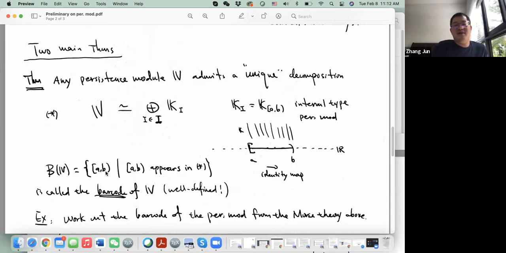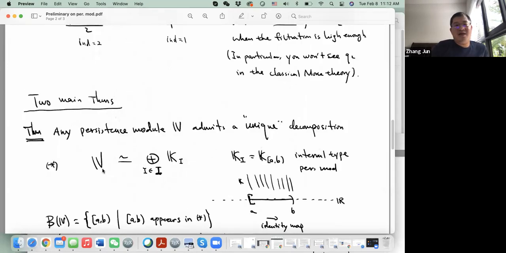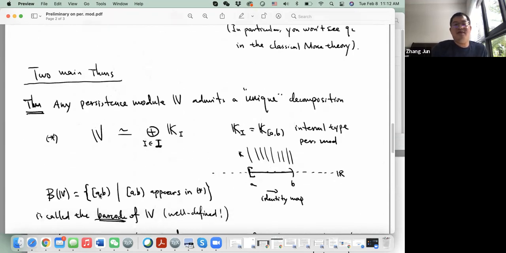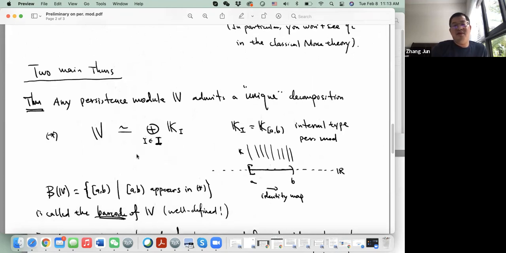So B is just infinity. And sometimes new information appears: something is born at some level and killed at some other level, at finite time. You will see a finite bar. Actually, the finite bar is the new information provided by this filtered version.